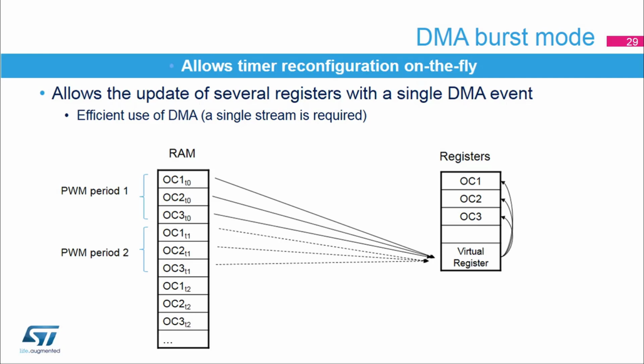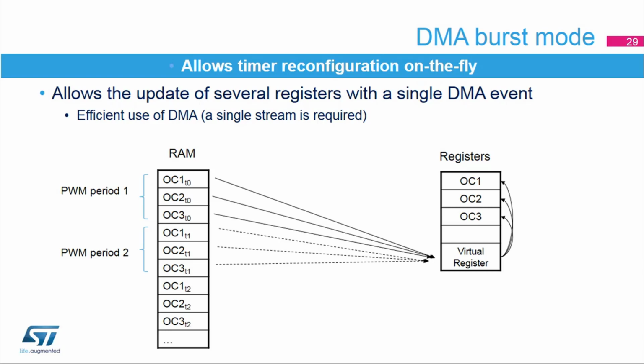The timer includes a DMA burst mode to have multiple registers reprogrammed with a single DMA stream. This allows the modification of several runtime parameters simultaneously, for instance duty cycle and frequency of several channels, or dynamically change the timer configuration by writing the configuration registers. The example shows how a table containing 3 compare values can be transferred into the compare registers with a single DMA stream when a new PWM period starts.